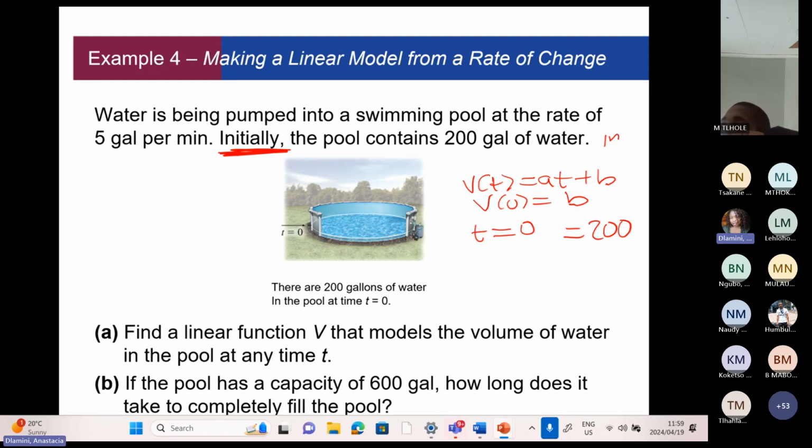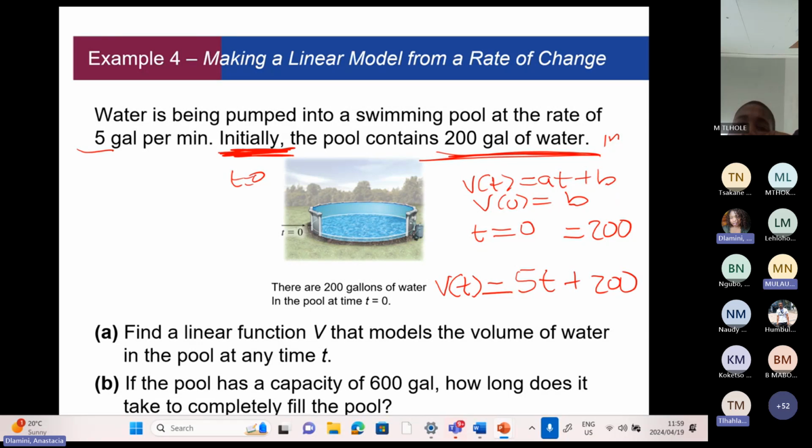Did you see how I got it, guys? So therefore, our v of t, rate of change is 5. So that's 5t plus 200, initially meaning t at 0 is equal to 200. Even if you had another statement there, it wasn't going to affect it, because they told you initially that it is equal to that. Are we together? Now it's clear, yes.